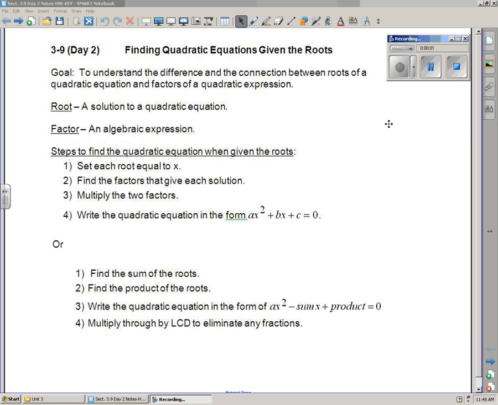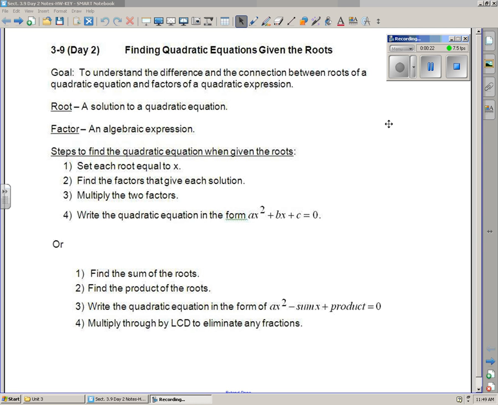Okay, so for today's lesson, we're going to find quadratic equations when you're given the roots. It's basically going backwards from factoring to actually getting the solutions, to having the solutions and going back to the equation. So a root is just a solution to the quadratic equation, and a factor is just an algebraic expression. There's two different ways to do it.